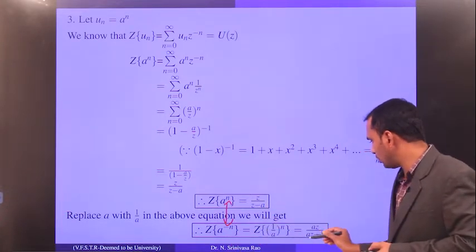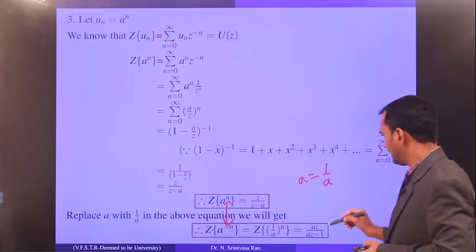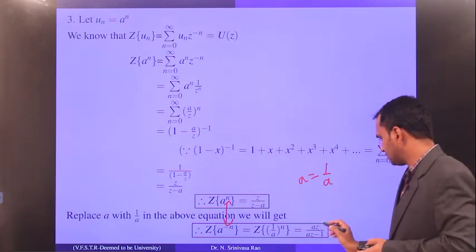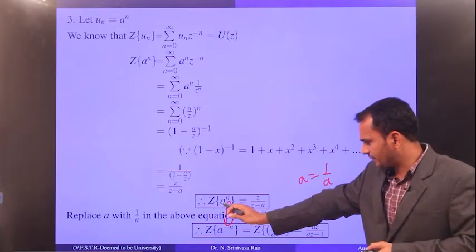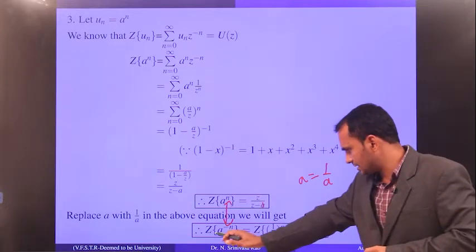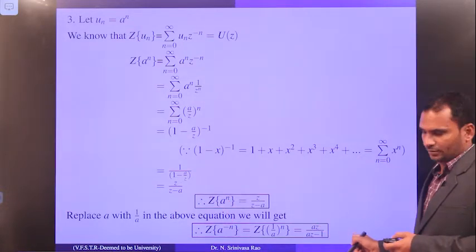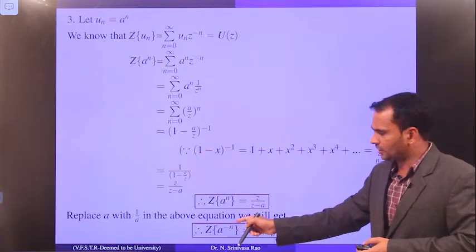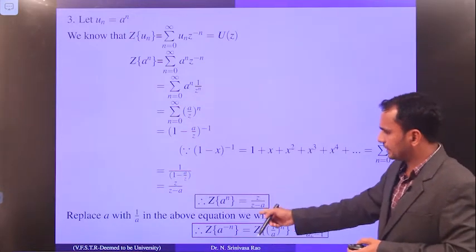So in the place of a, you have to substitute 1/a. Therefore you get az/(az - 1). So the z transform of a^n is z/(z - a), and the z transform of a^(-n) is az/(az - 1). From this we are going to deduce these answers. We are not going to solve again and again. From this we are going to deduce this example.